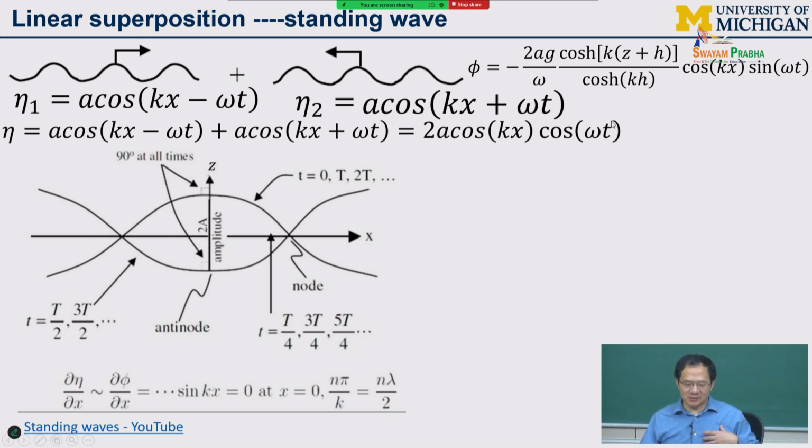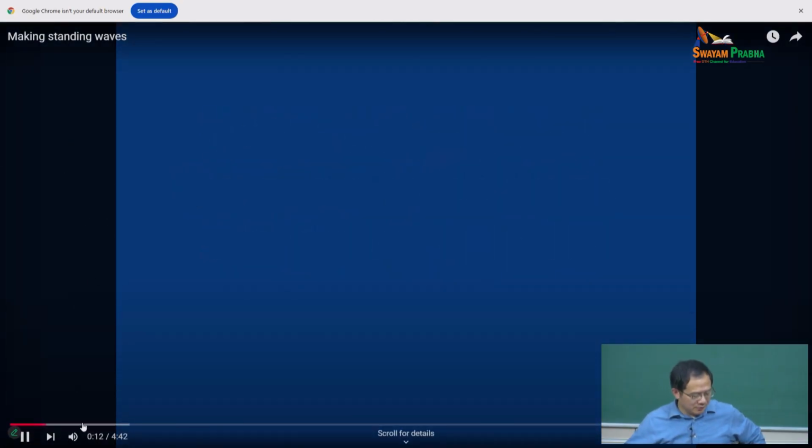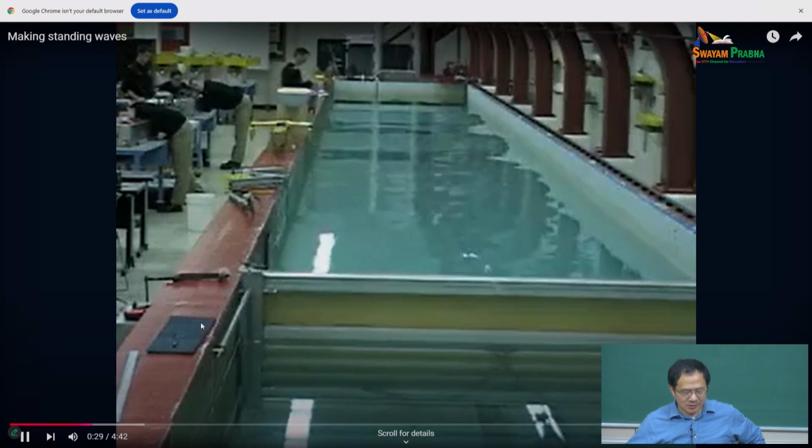If you have a fixed time, okay, this one looks like this shape, okay, that is called a standing wave. And for the standing wave, there is a video here, and let me click to see whether it works or not. This is YouTube, and some video shows the standing wave.